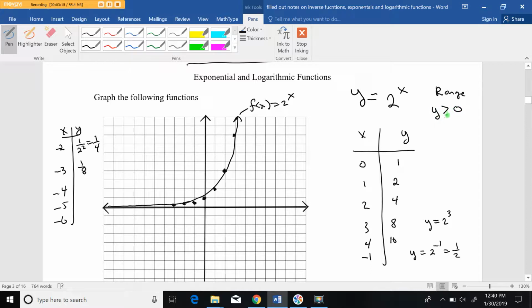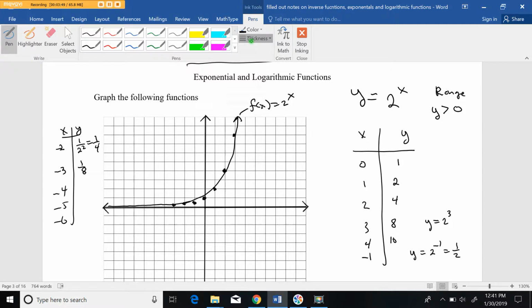Let's talk about the equality for a minute. You might wonder, does it get equality? Well, there really is no value you can put in for x and get a 0 out of this either. It's getting closer and closer to the axis, but even if you put -1 trillion, you're still not going to get identically 0. So the answer is no, it does not get equality. So the range is y strictly greater than 0 for this function.